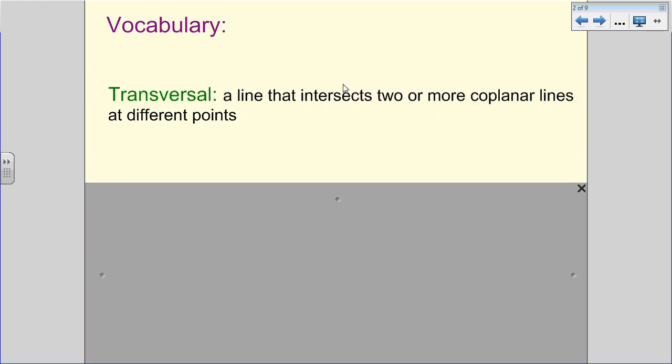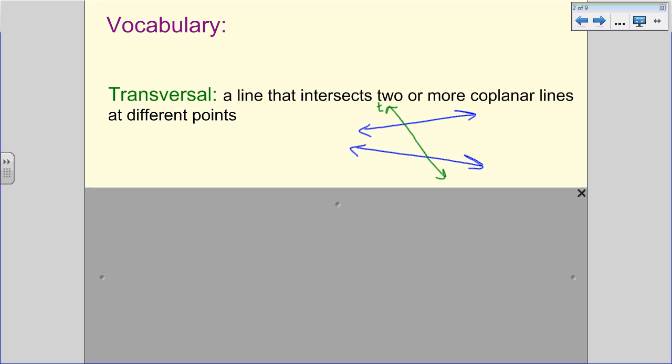It's simply a line that intersects two or more coplanar lines, but at different points. So what we have are coplanar lines. So we've got a coplanar line here. We might have a coplanar line here. And then we have a transversal. So the green line there is our transversal. So I'll label that as T as our transversal. So it's just that line that intersects two or more lines.